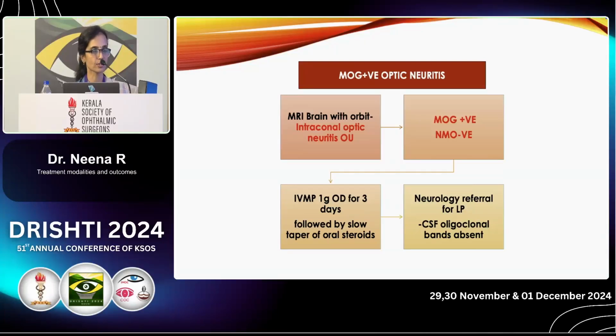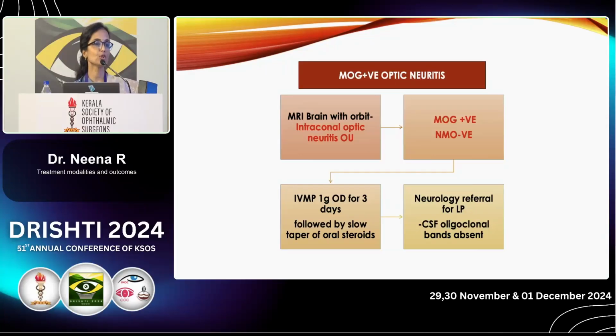He was sent for a serology, but we didn't wait for the serology. We gave him IVMP 1 gram for 3 days. In fact, we actually give for 5 days now, and then followed by oral steroids. He came out positive for anti-MOG antibody, and NMO was negative. So this is a MOG optic neuritis. He was referred for LP. Subsequently, all investigations were done. CSF OCB was absent, so a MOG optic neuritis diagnosis was confirmed. Slowly, the steroids were tapered off, and currently, the patient is on rituximab.